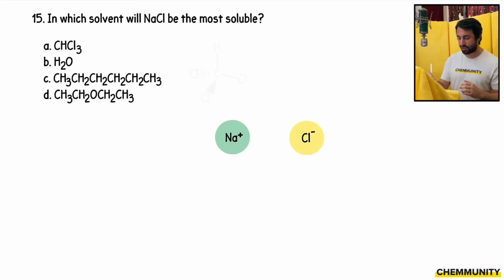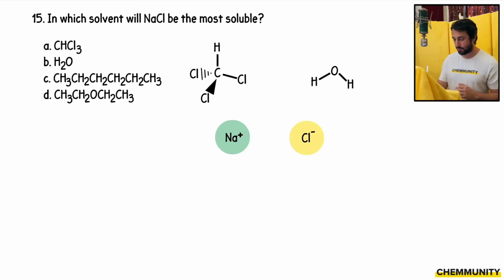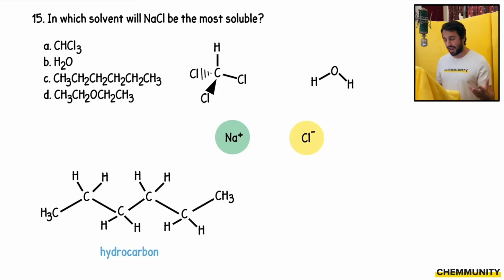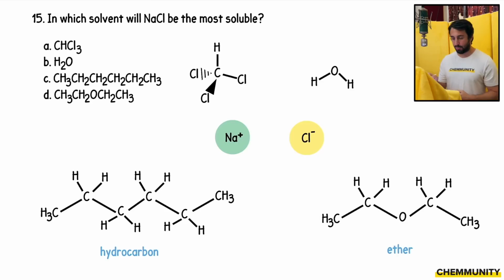If we have CHCl3, what could that do? If we have H2O, what could that do? And then we have these longer molecules. We have one completely nonpolar hydrocarbon, and then we have an ether here where we have CH3, CH2, O, CH2, CH3. So what are the types of interactions that could occur? Again, the best thing that could happen is if we have ion-dipole interactions. The solvent that is the most polar is going to be the one that can generate the strongest ion-dipole interactions. So in this case, it's certainly going to be water.